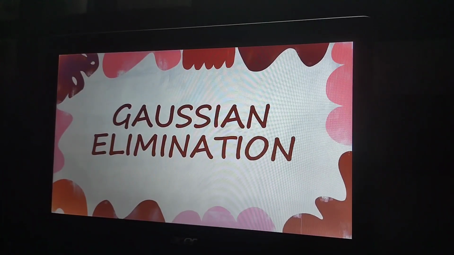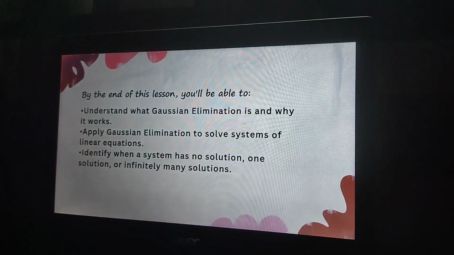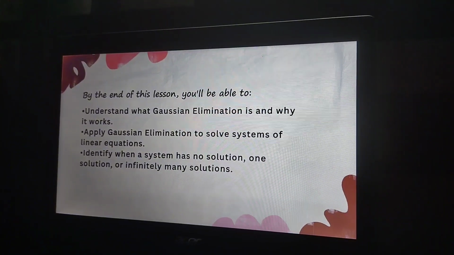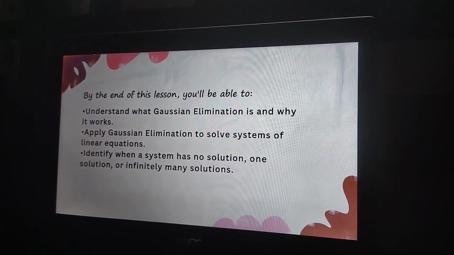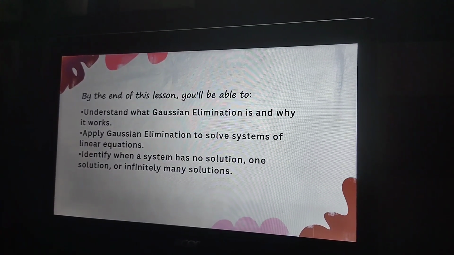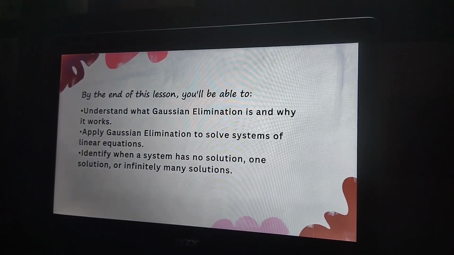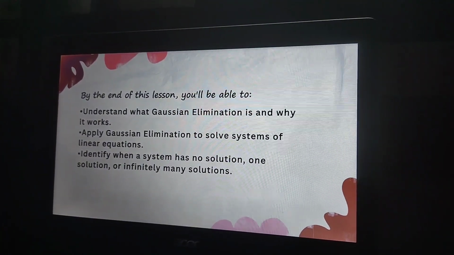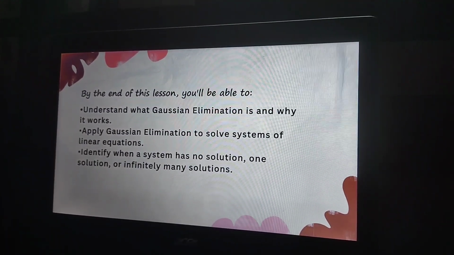And now, let us discuss Gaussian elimination. So our topic for today is all about Gaussian elimination. By the end of this lesson, you'll be able to understand what Gaussian elimination is and why it works, apply Gaussian elimination to solve systems of linear equations, and lastly, identify when a system has no solution, one solution, or infinitely many solutions.